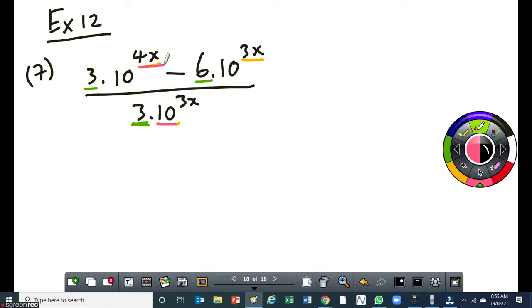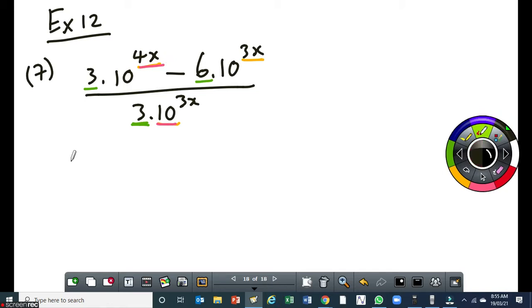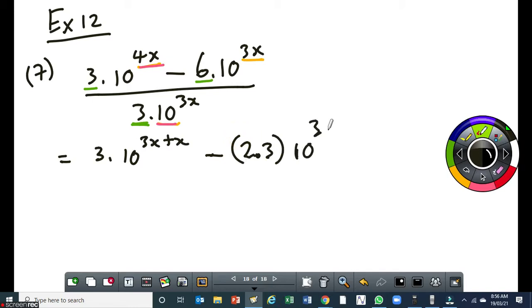So my next step is, before I take out the common factors, I'm going to write this as 3 times 10 to the power of 3x plus x. Okay? Minus the 6, I can write as 2 times 3, all multiplying 10 to the power of 3x, all over the denominator, which is 3 times 10 to the power of 3x.